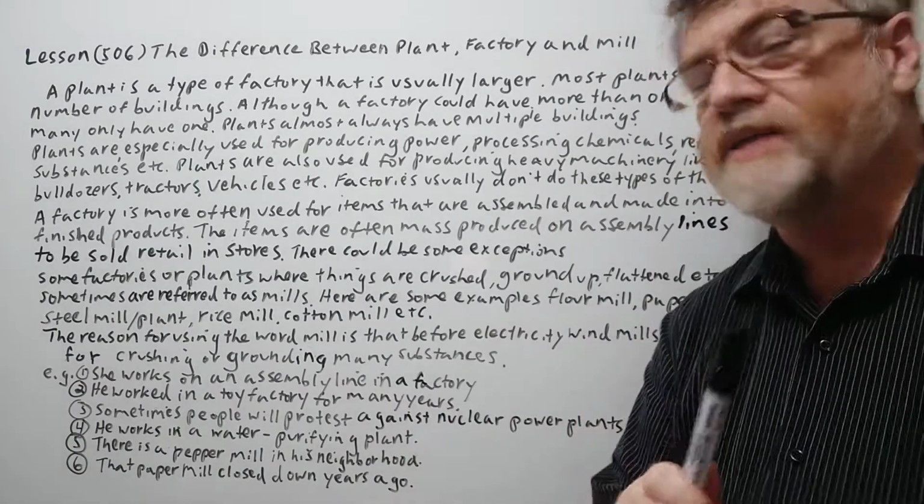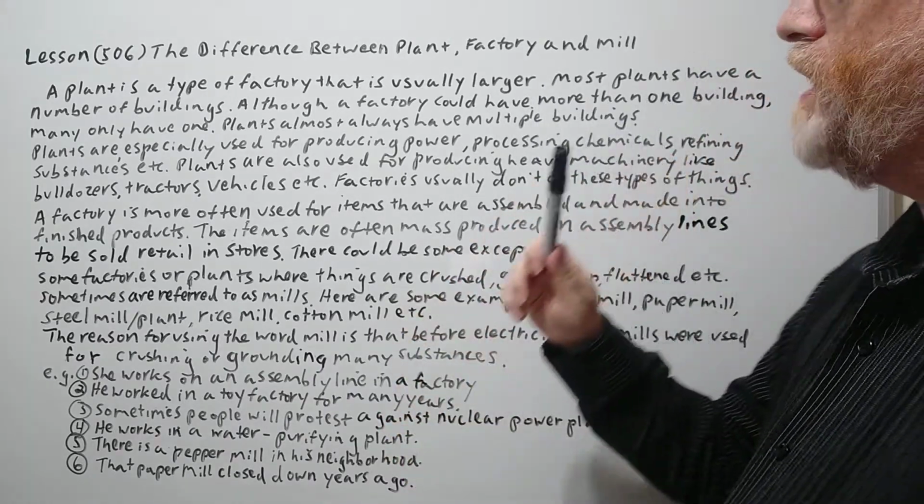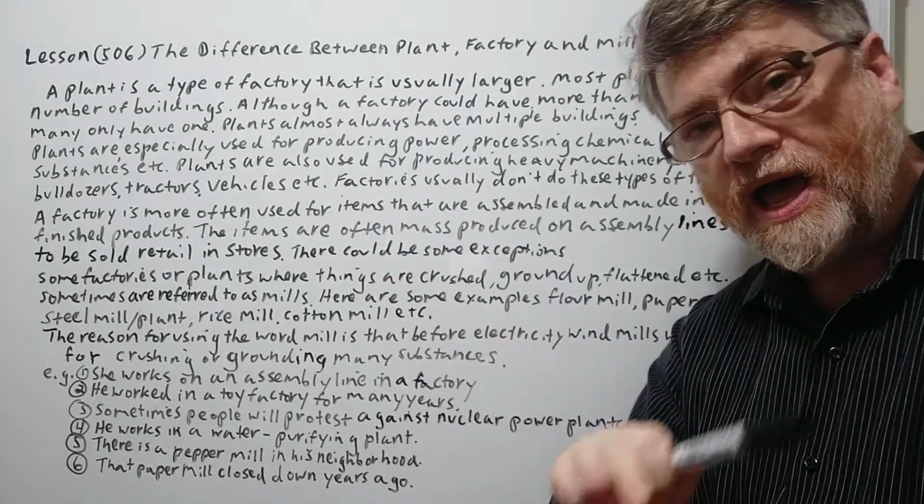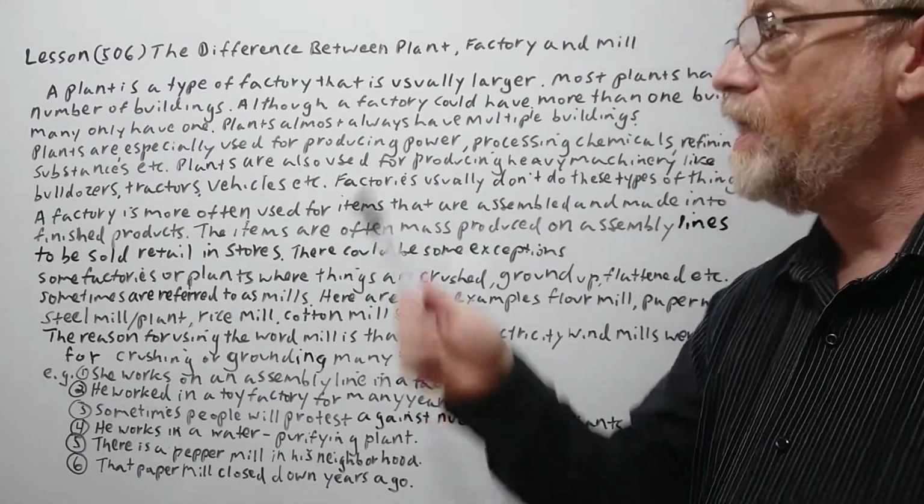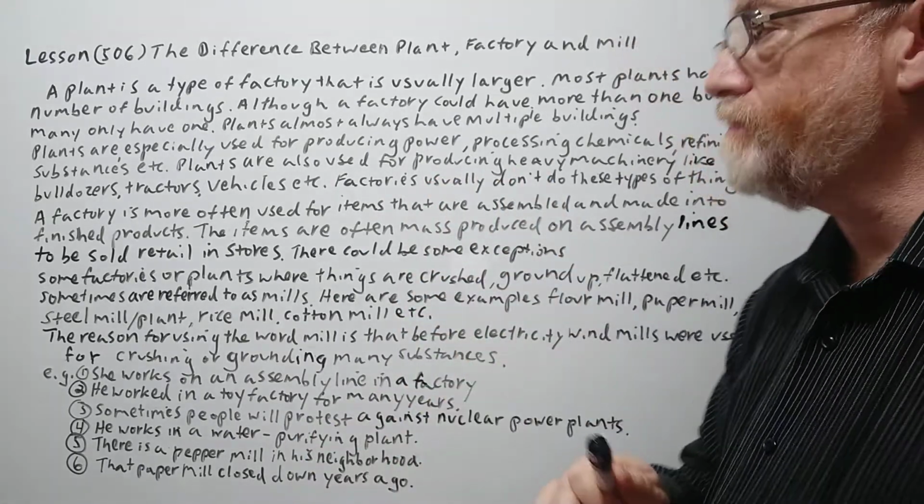All right, a plant is a type of factory that is usually larger. Most plants have a number of buildings. Although a factory could have more than one building, many only have one. Plants almost always have multiple buildings. So there's one slight difference.